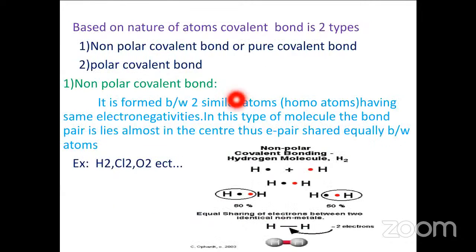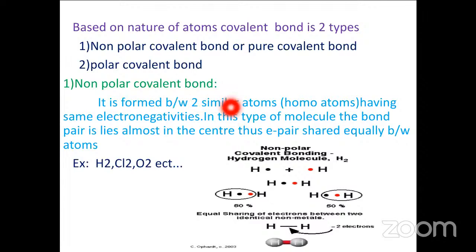Now, before discussing the dipole moment, we will discuss polar covalent bonds and non-polar covalent bonds. Based on the nature of the atoms, the covalent bond is of two types. Those are the non-polar covalent bond, which is also called a pure covalent bond, and the second one is the polar covalent bond. What is a non-polar covalent bond? It is also called a pure covalent bond.